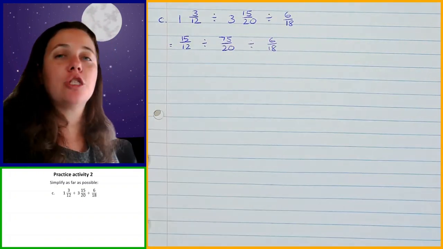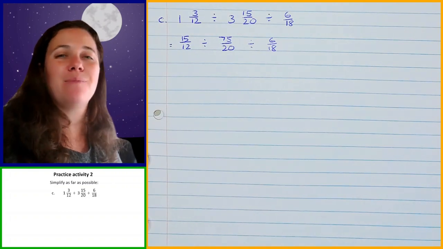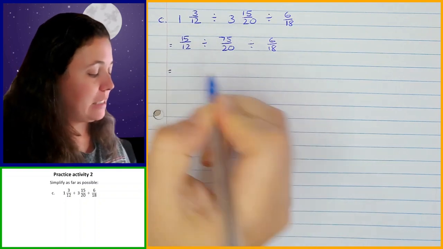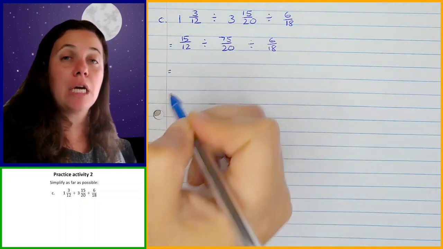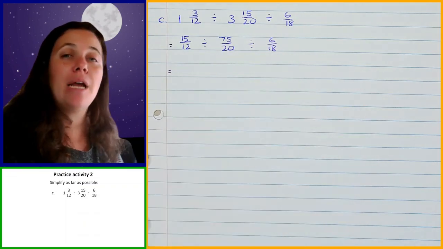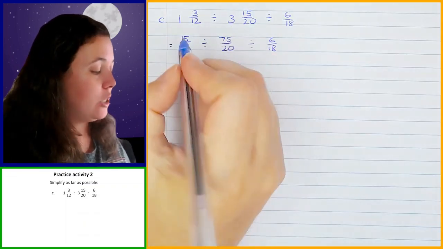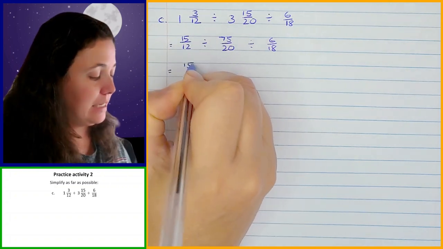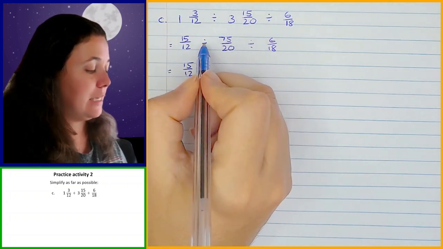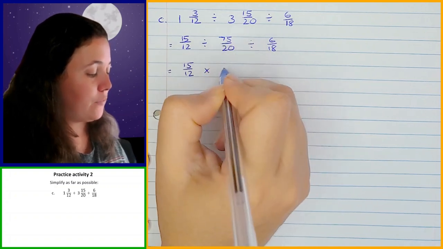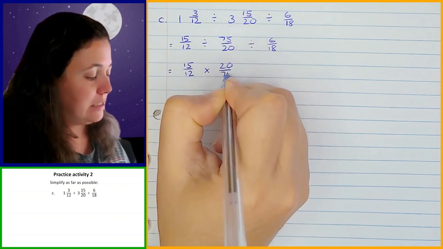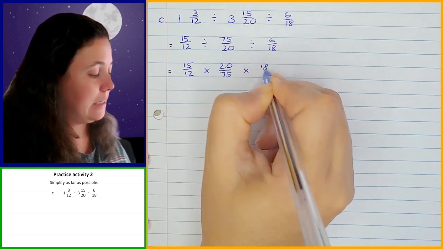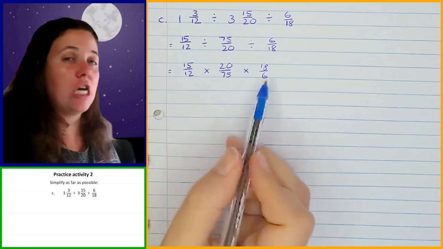So my first step is to change any mixed numbers into improper fractions. Then I'm going to tip and times. So now I can change any divide signs to times signs, and I'm going to flip over any fractions that are right after those divide signs. So the 15 over 12 stays as it is because it's not after a divide sign. So 15 over 12, and then this divide sign changes to times, and this flips over: 20 over 75, and then this divide sign changes to times, and this flips over: 18 over 6. Okay, so now I've tipped and timesed.